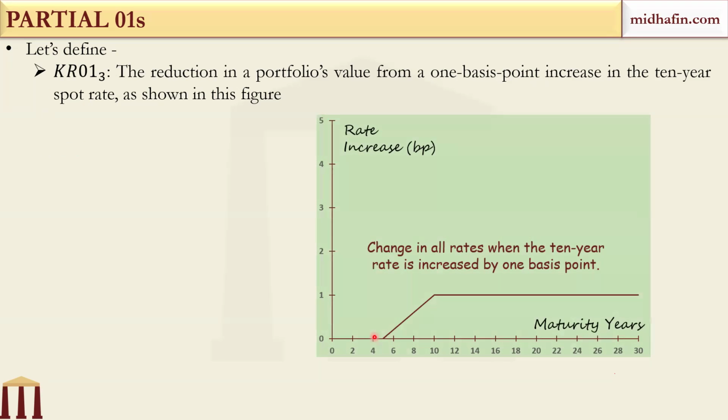Next, let's define the third one. So the third one is the final, because after 10 years, I have not defined any other key rate. So beyond 10 years, all the rates are impacted equally. So I would say that if the 10-year key rate increases by 1 basis point, the 12-year, 14-year, 15-year, 18-year, 18.5-year, 30-year spot rates will all increase by 1 basis point. However, it has a declining effect from the 5-year to the 10-year period.